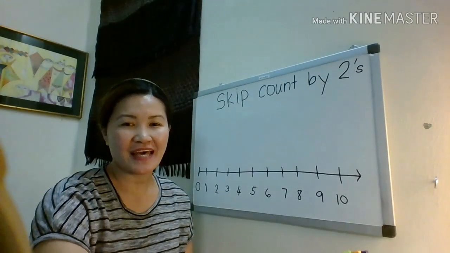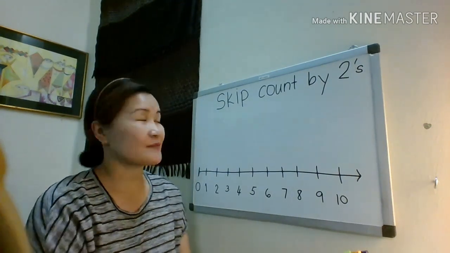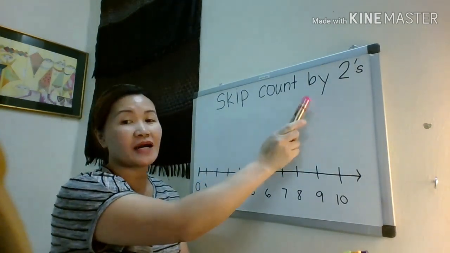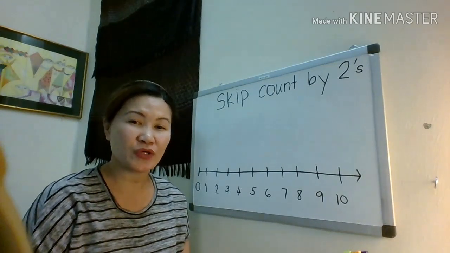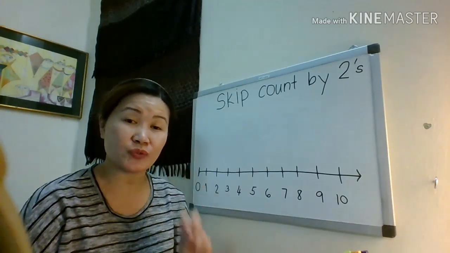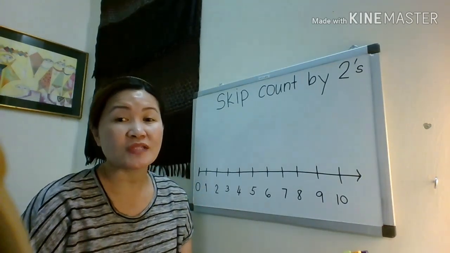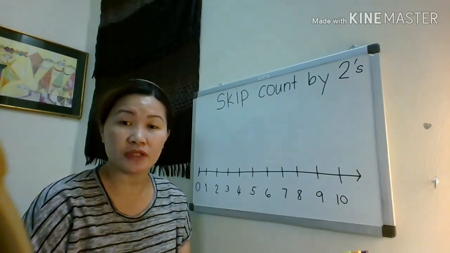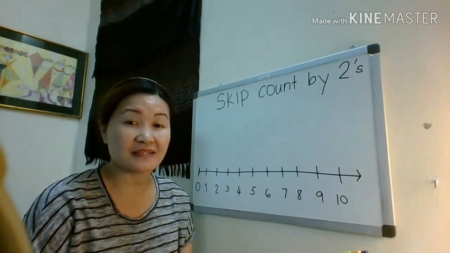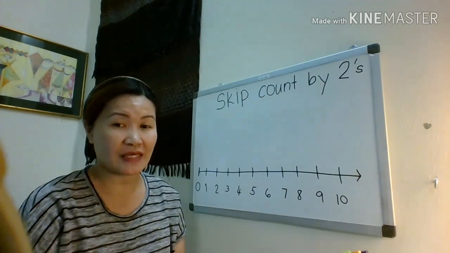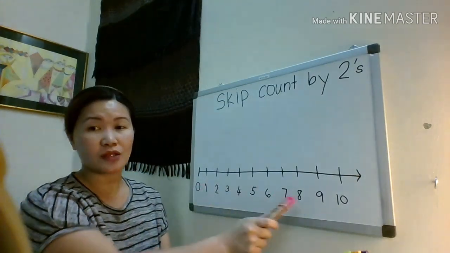Boys and girls, our lesson for today is about skip counting by twos. That's right, we're going to count by twos. You know, in math, to skip means to pass over a number. So you will not say the next number that you are skipping. Alright, let's try it on our number line.